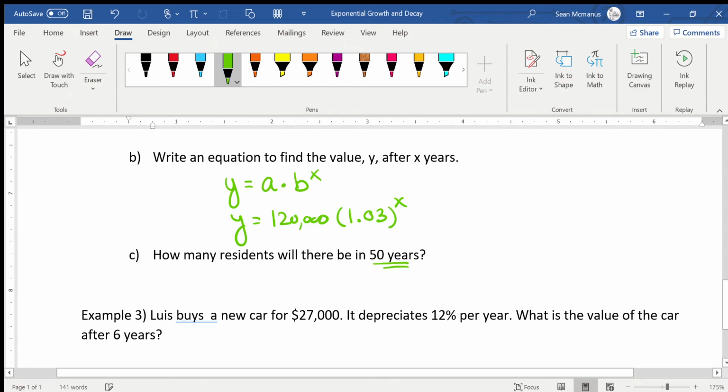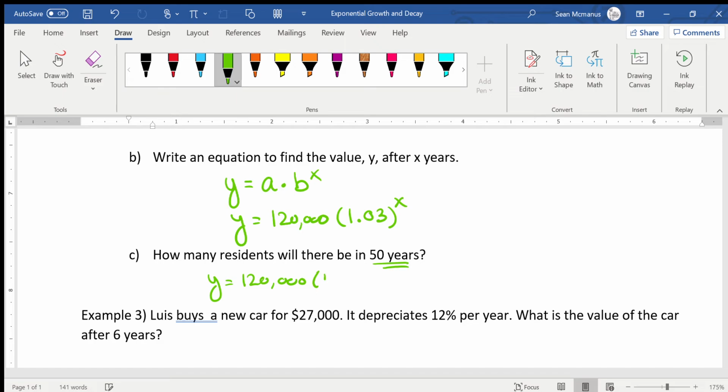So when you high school kids are about to retire from long careers working, how big is Clovis going to be? Let's see. So y equals, take our equation, 120,000 times 1.03 to the x power, and here x is 50.